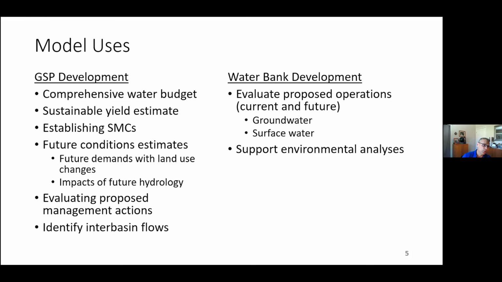So that's what we have to do under SGMA. Ultimately, though, this can be a tool that would be available for specific development as it occurs in real time. So a project proponent, if you will, could pick this up and conduct an environmental analysis when that project's actually ready to move forward.